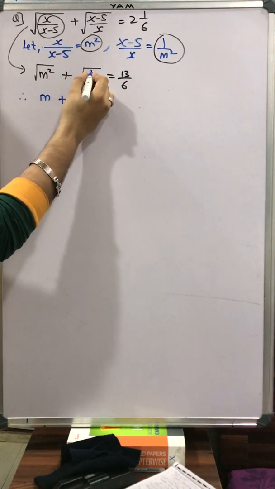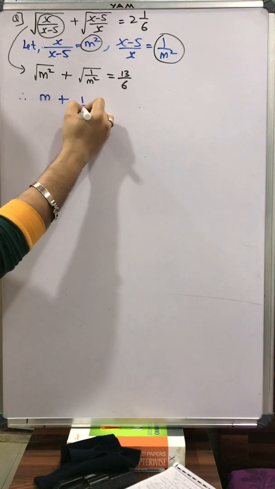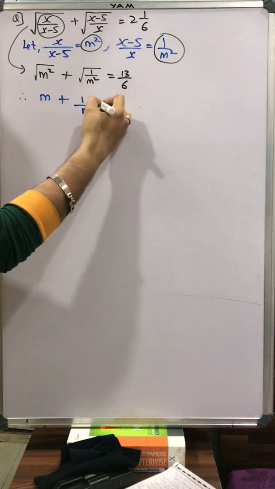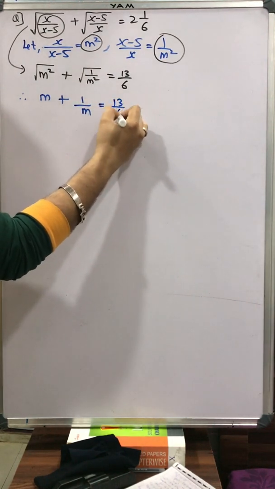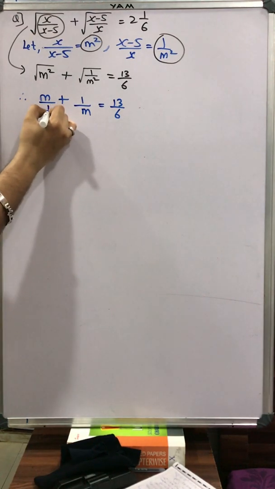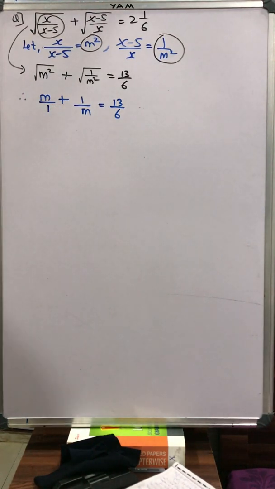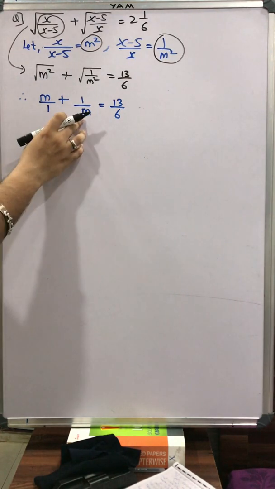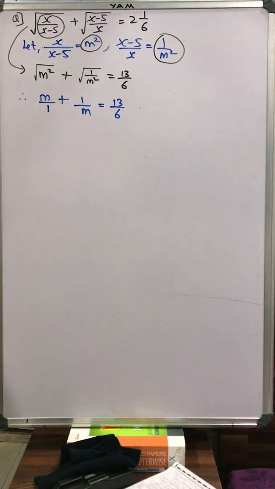Square root of 1 is 1 only. Square root of m square is m. Okay, is equal to 13 upon 6. Where I have nothing below 1, that means here I have 1. Okay, now students, can I say I'll take LCM? I have m here, I have 6 here. So multiplying all the terms with 6m, and this step is just to eliminate the denominators. Okay, multiplying all sides with 6m.